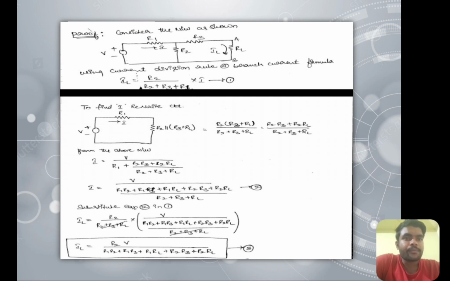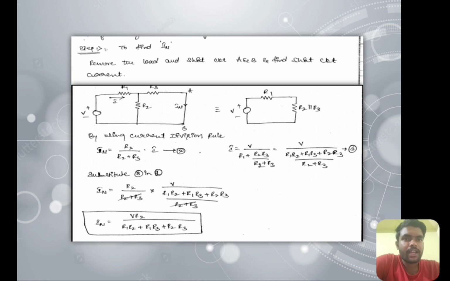This is the I. We substitute this I into IL. IL is equal to R2 divided by R2 plus R3 plus RL into V times R2 plus R3 plus RL divided by R1 R2 plus R1 R3 plus R1 RL plus R2 R3 plus R2 RL. R2 plus R3 plus RL will cancel each other. Therefore IL is equal to V R2 divided by R1 R2 plus R1 R3 plus R1 RL plus R2 R3 plus R2 RL. This is the Norton's equation.